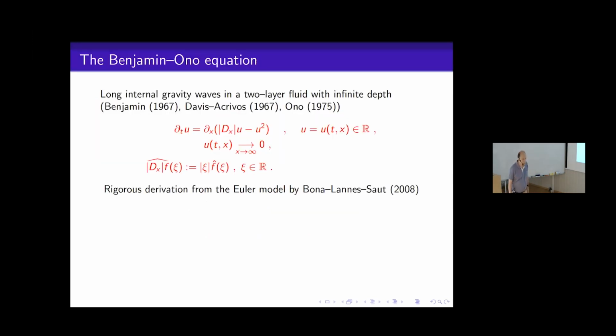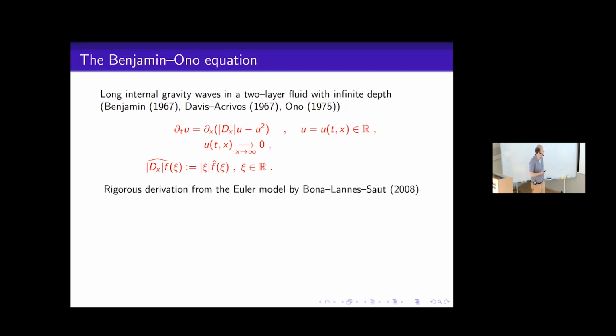So the equation is the Benjamin-Ono equation, introduced by Brooke Benjamin in 1967, so at a time when several of you were not born, probably. And then there were different people who worked on it, in particular Ono from Japan, who studied a lot the question of traveling waves.